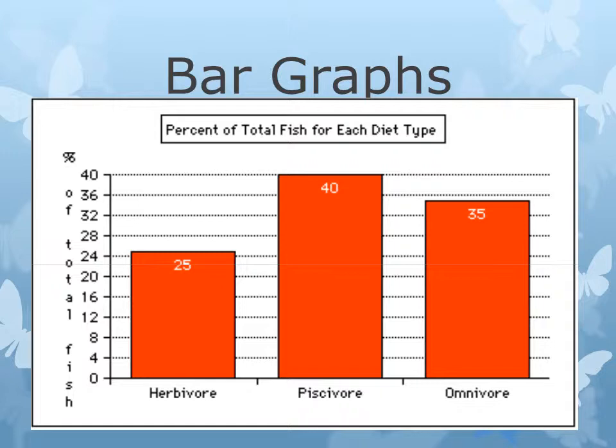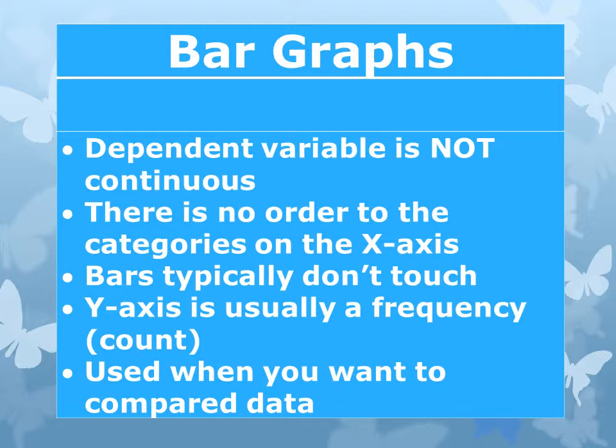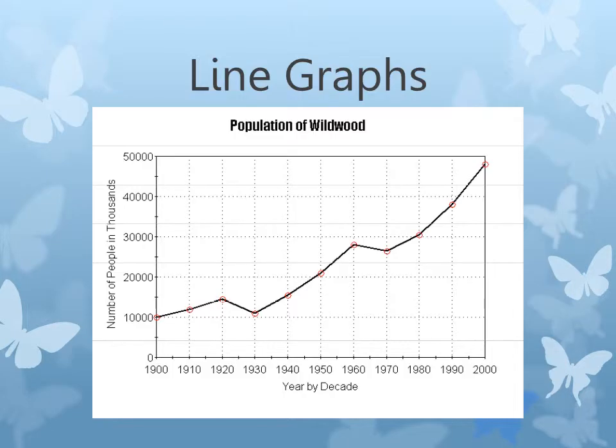You have bar graphs. It would look something like this. So with a bar graph, your dependent variable again is not continuous. It could be, but it doesn't have to be. And there's no order to the categories on the x-axis. The bars typically don't touch, and the y-axis usually is a frequency, a count of how many times something happens or how many people were polled or something like that. And the really important thing here is a bar graph is used when you want to compare data. So that is the big thing that I use to figure out when I want to use a bar graph.